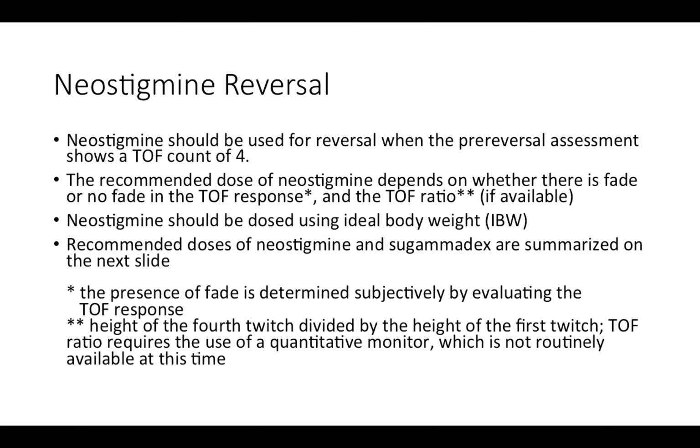Sugammadex is not intended to replace neostigmine. When a train of 4 count of 4 is present, neostigmine should be used. The dose depends upon whether or not there is fade, which is determined subjectively unless a quantitative nerve stimulator is available. Neostigmine is dosed based on ideal body weight, whereas Sugammadex is dosed based on total body weight.